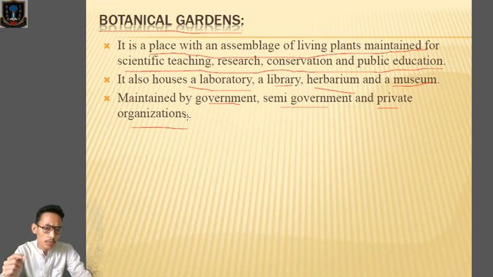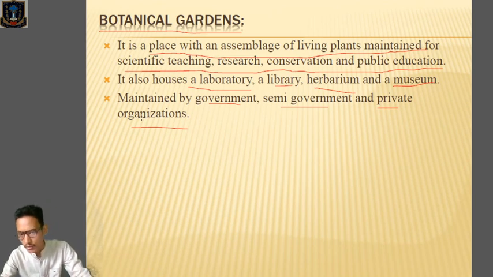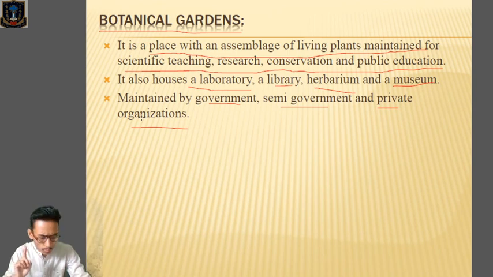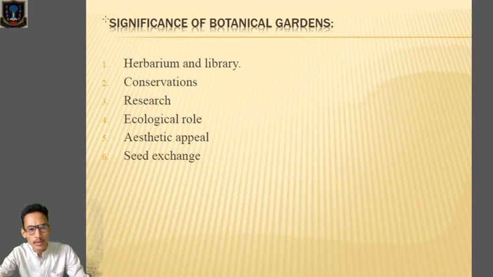Before that, we have to go through page number 1.18. Clear? Page number 18 of the first chapter. Go through table number 1.5, where you can see the major botanical gardens in the world, and table number 1.6, you will see the major botanical gardens in India. So kindly go through this table. Okay, page number 1.18. Now let's go through the significance of botanical garden or the importance of botanical garden.